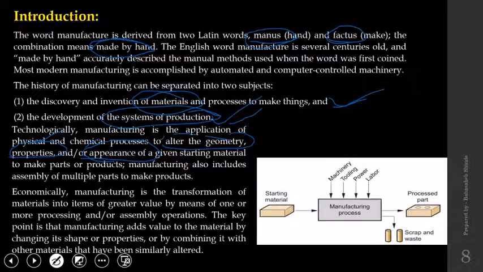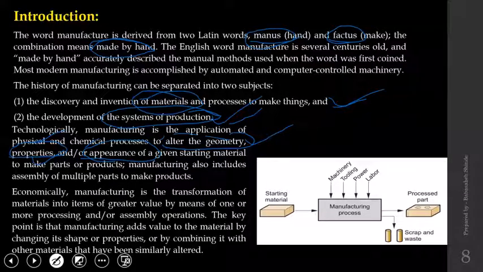Manufacturing is not only taking an object in a raw form and getting that converted into a useful product by adding material or removing material. That is not the only manufacturing. So manufacturing could be when you alter the geometry, meaning when you add the material or remove the material, or when you alter the properties, like heat treatment processes: hardening, tempering, normalizing, carburizing, all these processes that you know, right?